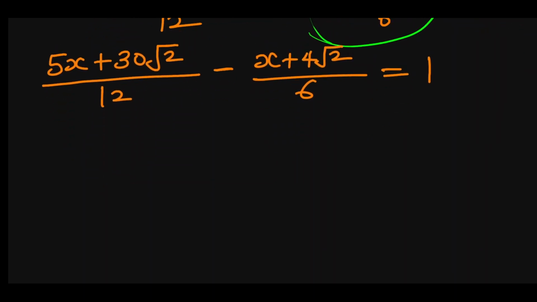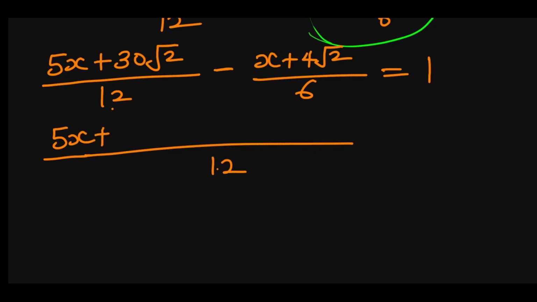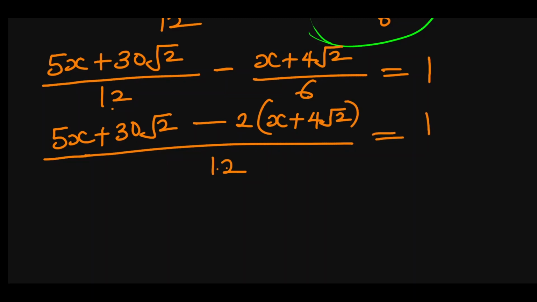So now we find the LCM again. LCM of 12 and 6 is 12. So 12 divided by 12 is 1. 1 times this gives us the same thing: 5x plus 30 root 2, minus 12 divided by 6 is 2. 2 times this, 2 into x plus 4 root 2, all equal to 1.